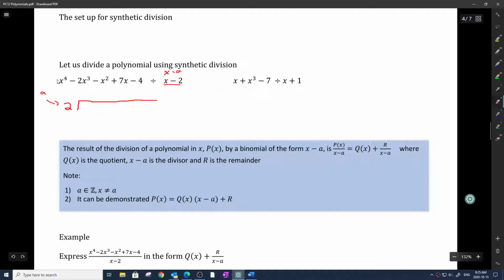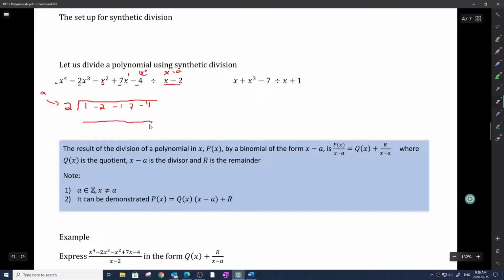Simply, I note the coefficients of each term. Please note that my polynomial must be in descending order of degree, and this one is. The coefficient in front of x to the power 4 is actually a hidden 1. X to the power 3 is negative 2. X squared is negative 1. In front of x to the power of 1 it is 7. And this is x to the power 0, the constant, and that's minus 4.